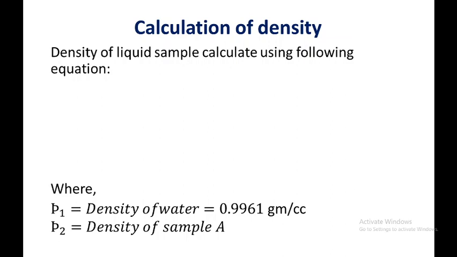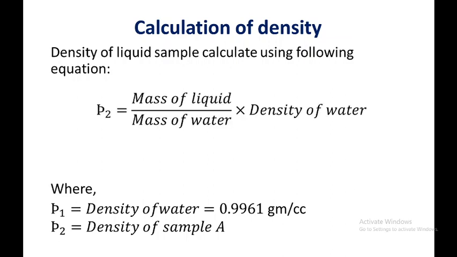Now how will we calculate the density? The density of the liquid under test is calculated using a simple formula, that is mass of liquid divided by mass of water into density of water. The mass of liquid is calculated using W3 minus W1, then mass of water is W2 minus W1, into the density of water. The density of water is a fixed value, that is 0.9961 gram per cc. Based on this formula, you can calculate the density of the liquid under test.